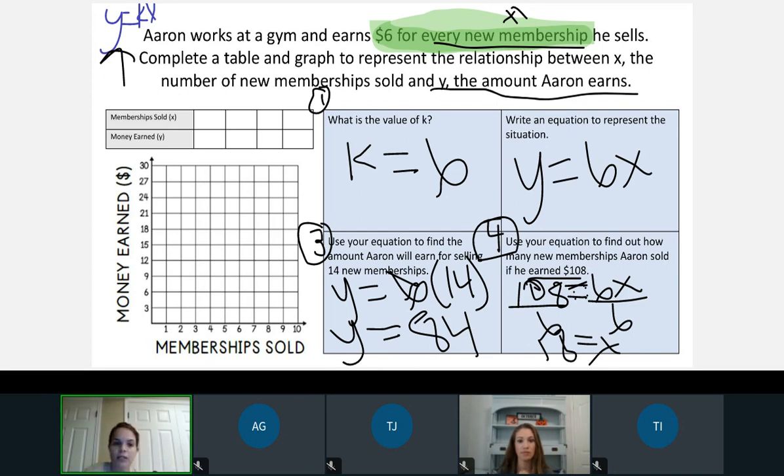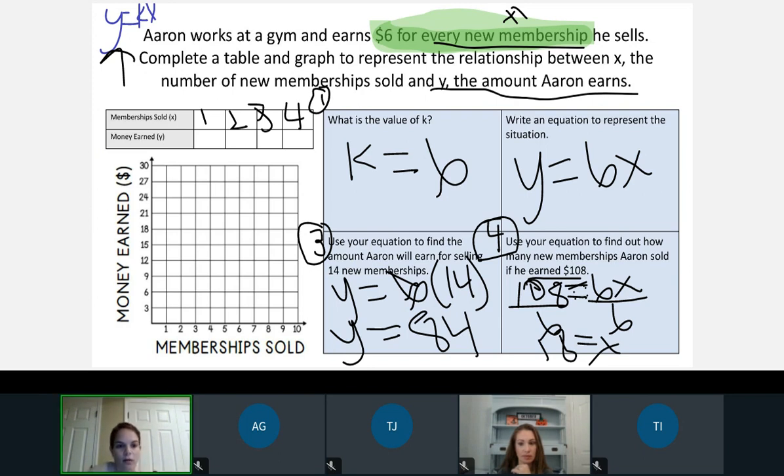Okay, so now we know how to write the equation. We know how to solve for X. We know how to solve for Y. So let's talk about this table over here. Memberships sold is going to be up here on the top. Money earned is going to be down here on the bottom. So all we're going to do is just pick any numbers we want. I'm going to keep this easy and do 1, 2, 3, and 4.